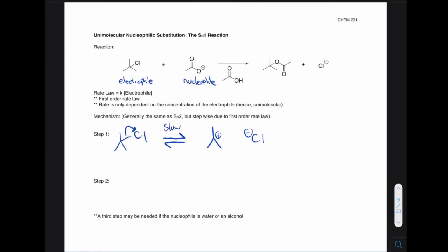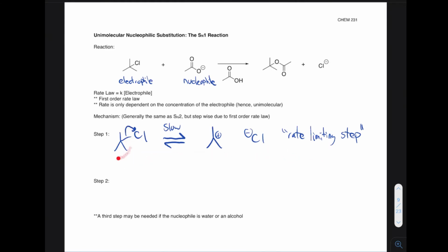It's dependent on the concentration of the electrophile because this reaction is slow. You can imagine why it's slow, because you have a chlorine leaving without any intervention from the nucleophile. So this happens regardless of how much of the nucleophile there is, because it's not influencing this first step at all. It's only the electrophile that has any influence on what's happening here.